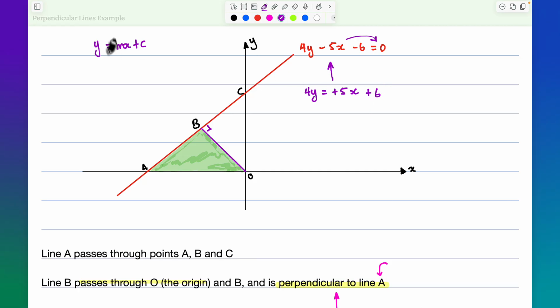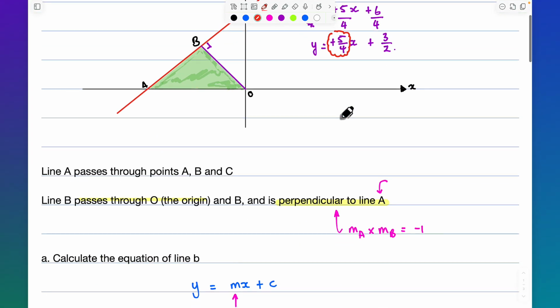But we're not done, because in this form, y must be on its own. So this 4 also has to be moved. Since it's being multiplied, we divide both sides by 4 to get rid of it. That gives us the equation y is equal to positive 5 over 4 x plus 6 over 4, which is the same as 3 over 2. In this form, we can directly read our gradient. It's positive 5 over 4.